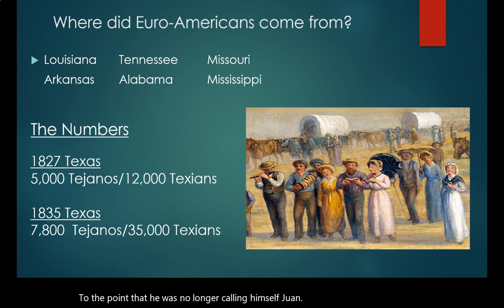These colonists came mainly from Louisiana, Tennessee, Missouri, Arkansas, Alabama, and Mississippi, bringing with them ideas from the South. In many cases, some of these ideas included white supremacy, slavery, amongst others.